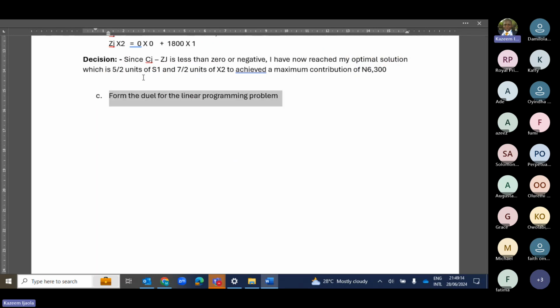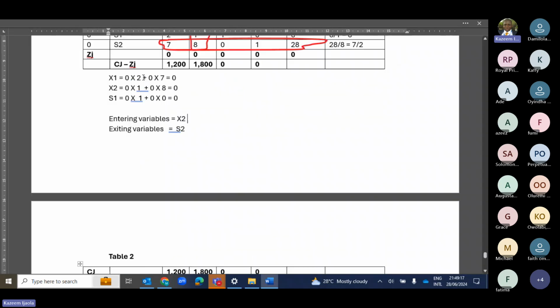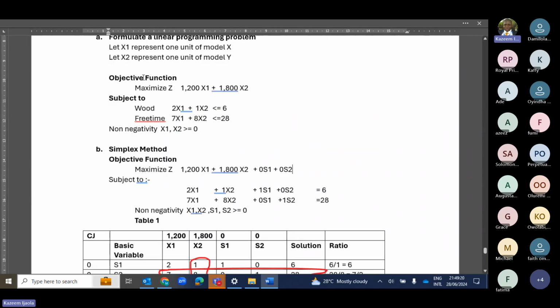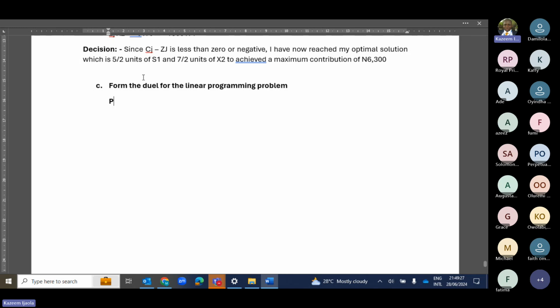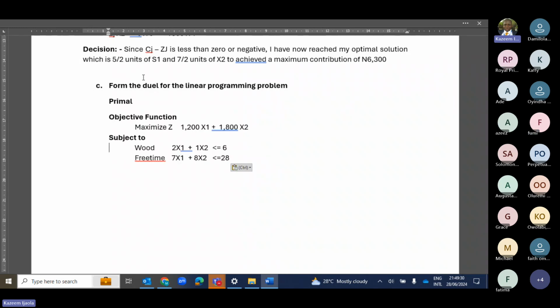Now for part C, they say form the dual for the linear programming. So if you want to form the dual, you bring in the primal. What is the primal? This is your primal. Your primal is your initial solution. So for the primal now, first of all, remove all this. So you now say dual solution. The dual solution is when you are changing your maximization to minimization.